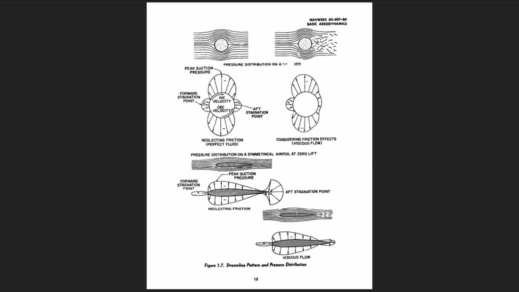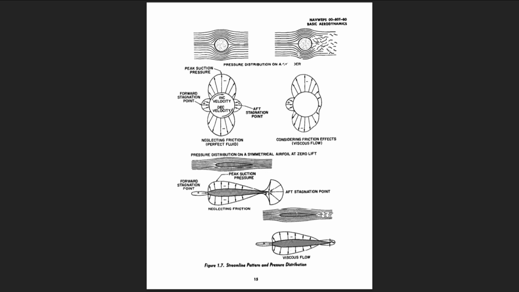At the forward stagnation point, the local velocity is zero, and the maximum positive pressure results. As the flow proceeds from the forward stagnation point, the velocity increases, as shown by the change in streamlines. The local velocities reach a maximum at the upper and lower extremities, and a peak suction pressure is produced at these points on the cylinder. Note: positive pressures are pressures above atmospheric, and negative or suction pressures are less than atmospheric.